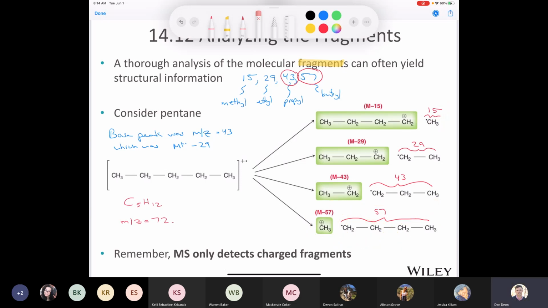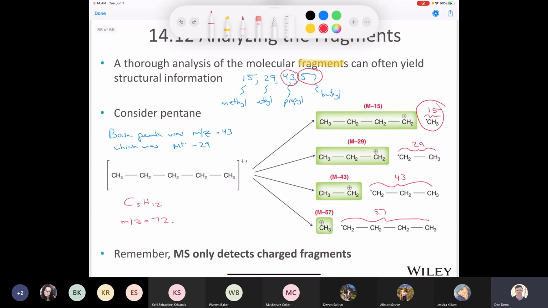Okay, right? They're two very different things. Remember, when you lose, like here we're losing the methyl radical, which is uncharged. Okay, it's not going to be detected at all. Here you're losing the butyl radical. It's not going to be detected at all, right? Radicals are not going to be detected unless they're charged.